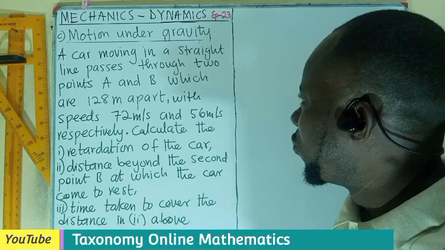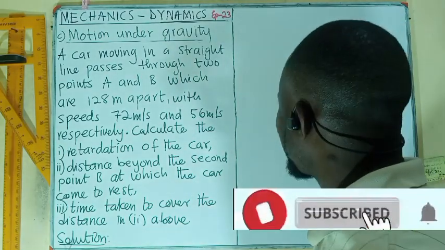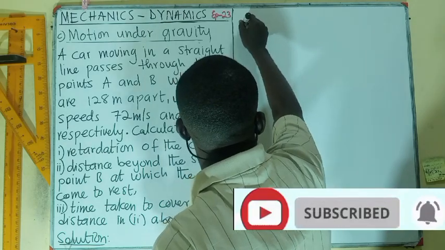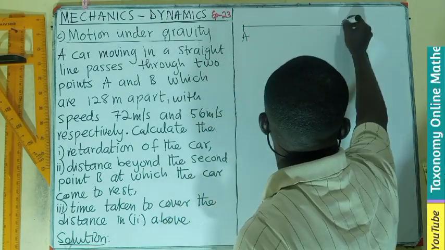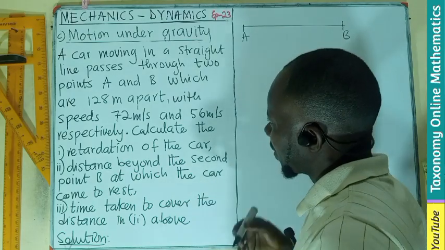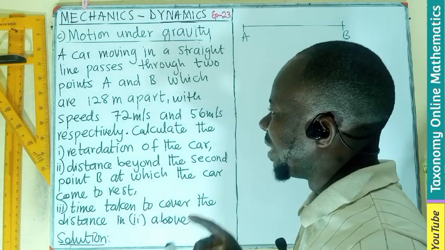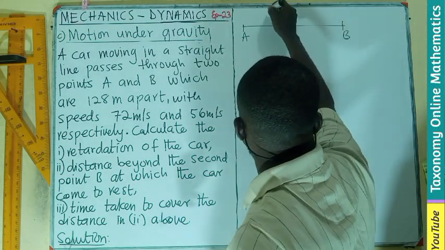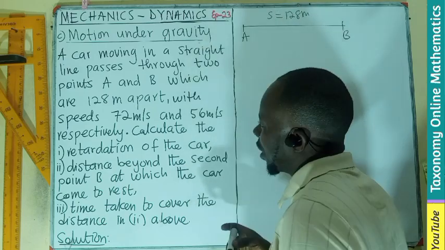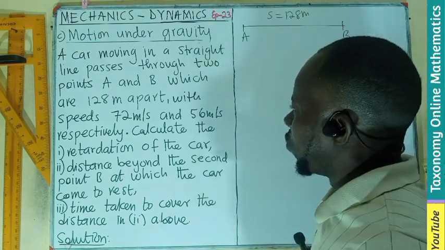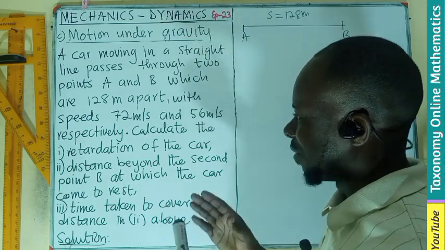A car moving in a straight line passes through two points A and B. Let's make a sketch of that line. If I have this as the point A and this as the point B, which are 128 meters apart, it means the distance between them is 128 meters from here all the way there, with the speeds 72 and 56 meters per second respectively.